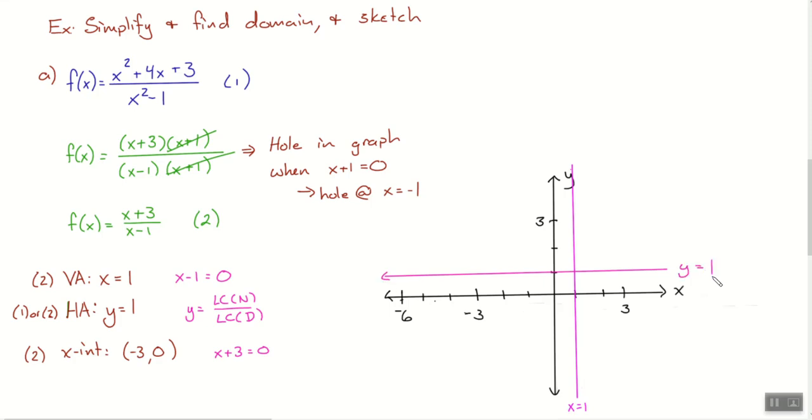One of these things I can't touch. Which one? The vertical. Might I touch the horizontal? Yeah, because the horizontal is not really and truly an asymptote. It only tells me about how the function behaves where.